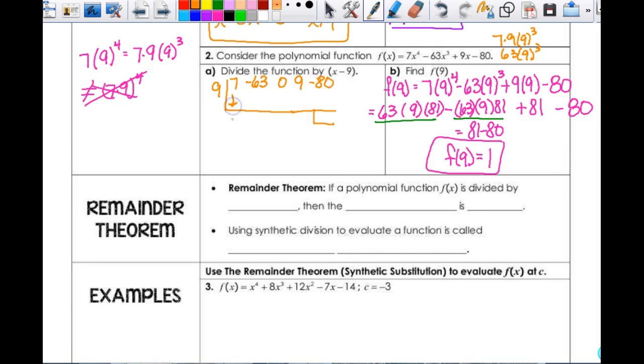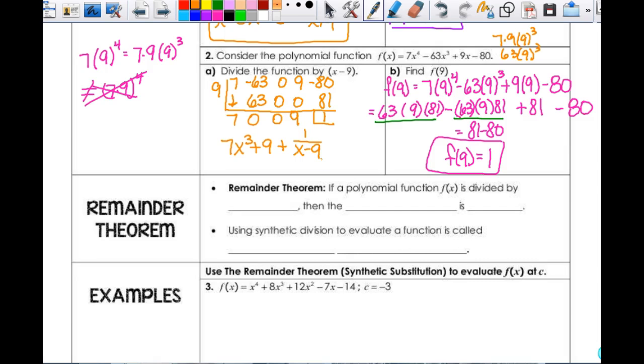So then my 7 comes down. This is positive 63. So this is 0, 0, 0, 0, 9, 81. So my answer here would be 7x cubed plus 9 plus 1 over x minus 9.